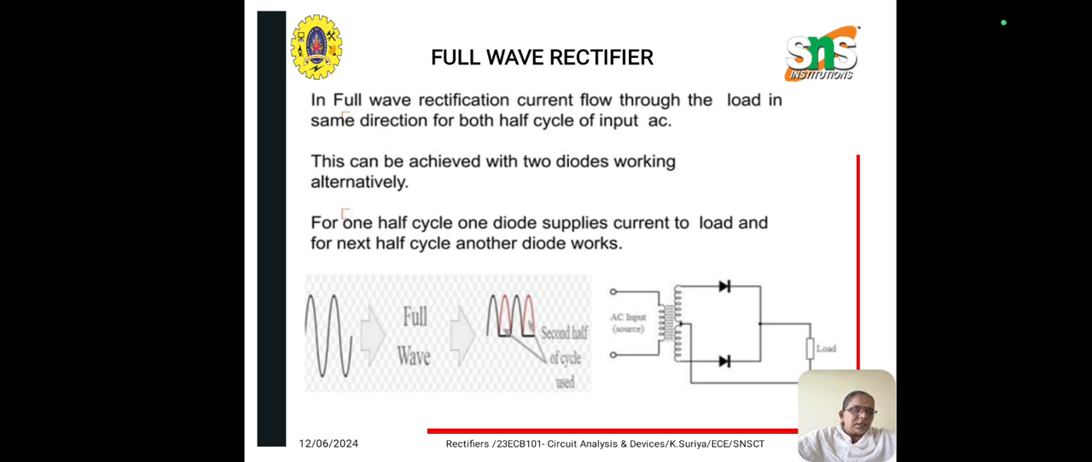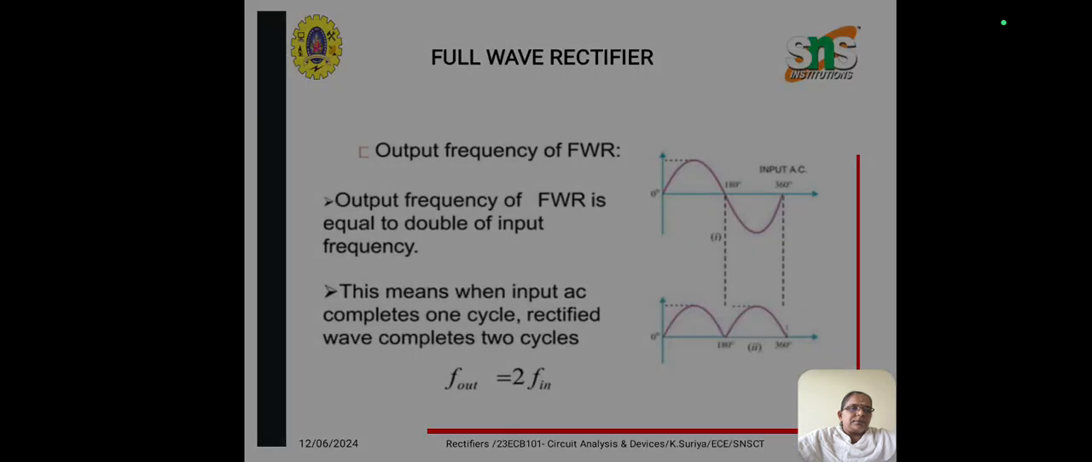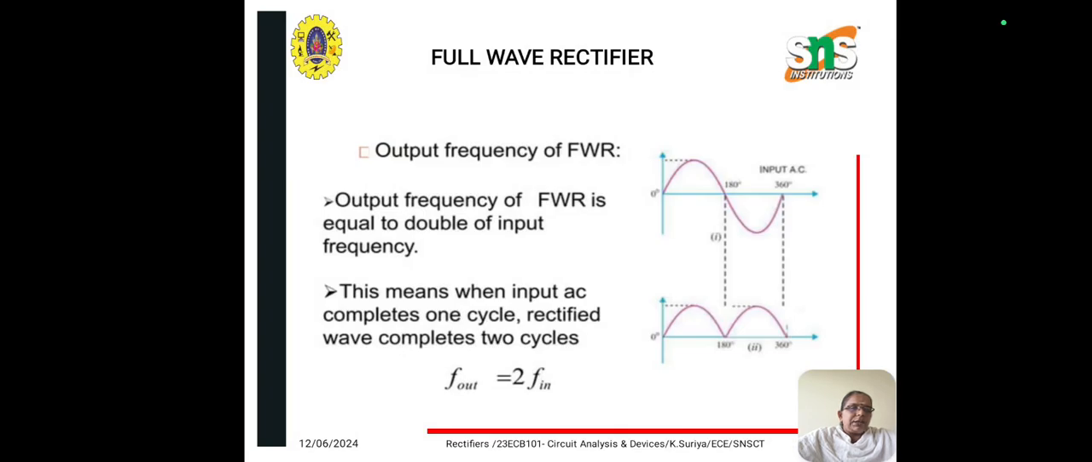This is the diagram of a full wave rectifier, which has two diodes. During the positive half cycle, the top diode conducts, and during the negative half cycle, the bottom diode conducts, and for both half cycles you get an output as shown in the figure. The output frequency of the full wave rectifier is double the input frequency. So F out is equal to 2 times F in, as shown in the figure.